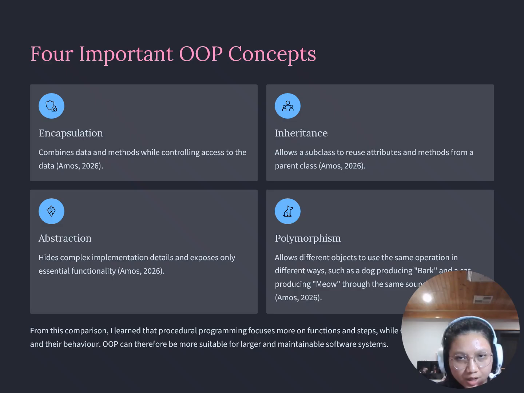I learned four important OOP concepts. Encapsulation combines data and methods while controlling access to the data. Inheritance allows a subclass to reuse attributes and methods from a parent class. Abstraction hides complex implementation details and exposes only essential functionality. Finally, polymorphism allows different objects to use the same operation in different ways, such as a dog producing bark and a cat producing meow through the same method.